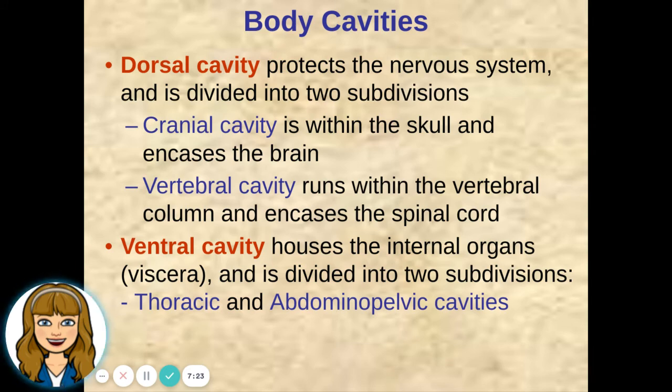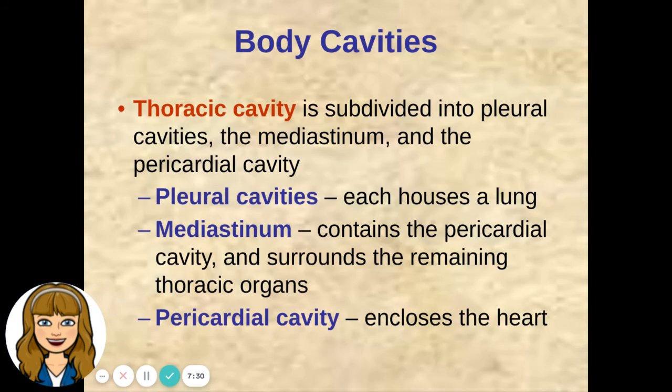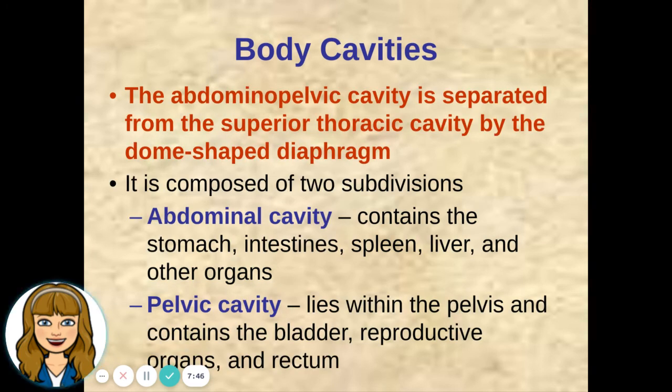And again, I just went over that, but here it is all written out for you. Here's another view of them just from the front. So your thoracic cavity has separate cavities. It has the pleural, which has lungs, the mediastinum, which has your heart, and then the pericardial is what encloses the heart. The abdominal, again, is where your stomach, your intestines, spleen, liver, and other organs are, and then your pelvic cavity is your bladder, reproductive organs, and rectum.